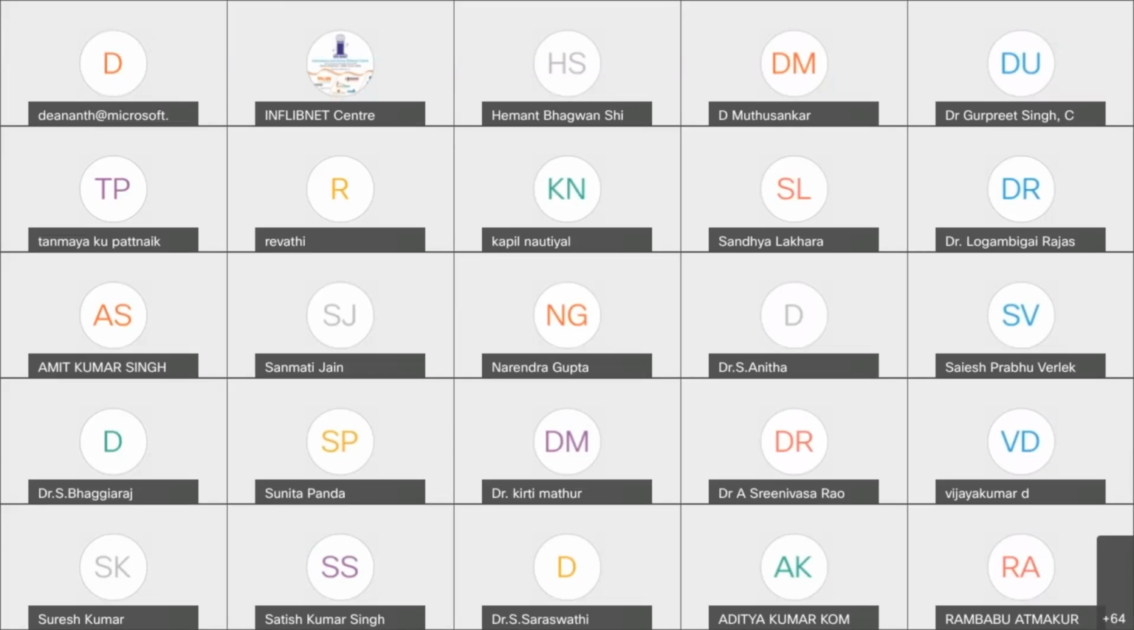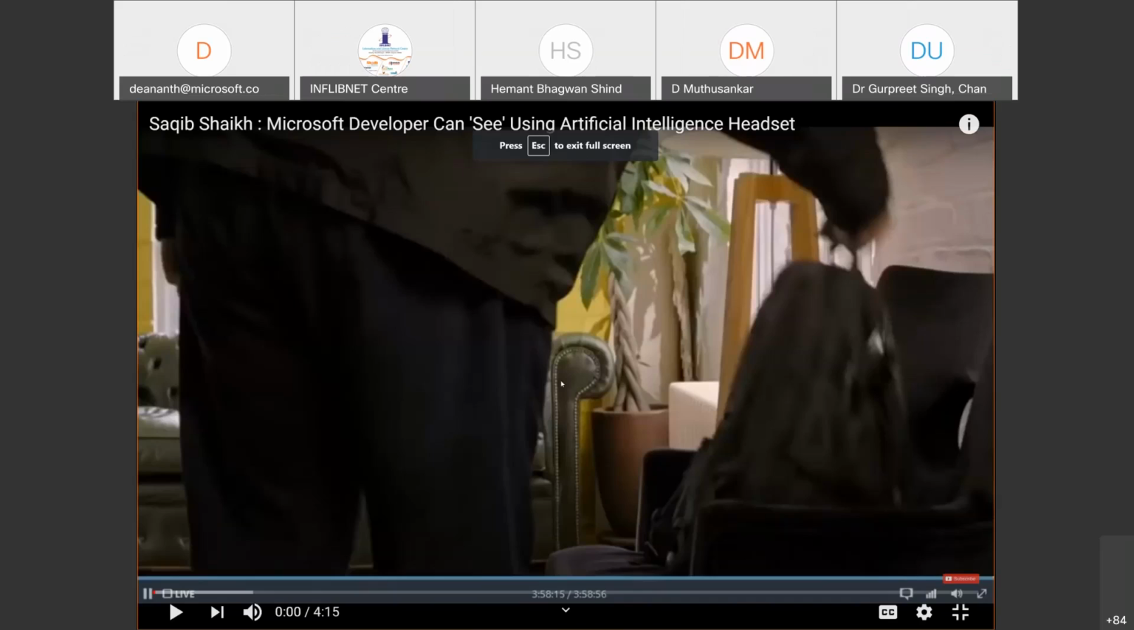So here is a video of a person who's working at Microsoft. He's differently able in that his vision is not as good as what it needs to be. And let's see how something like a set of cognitive APIs and a certain device can make a huge difference in his life.